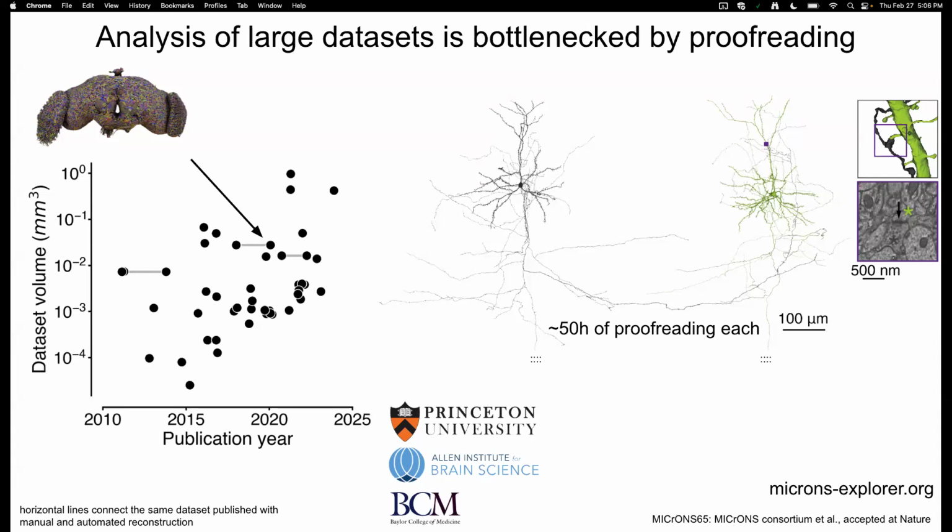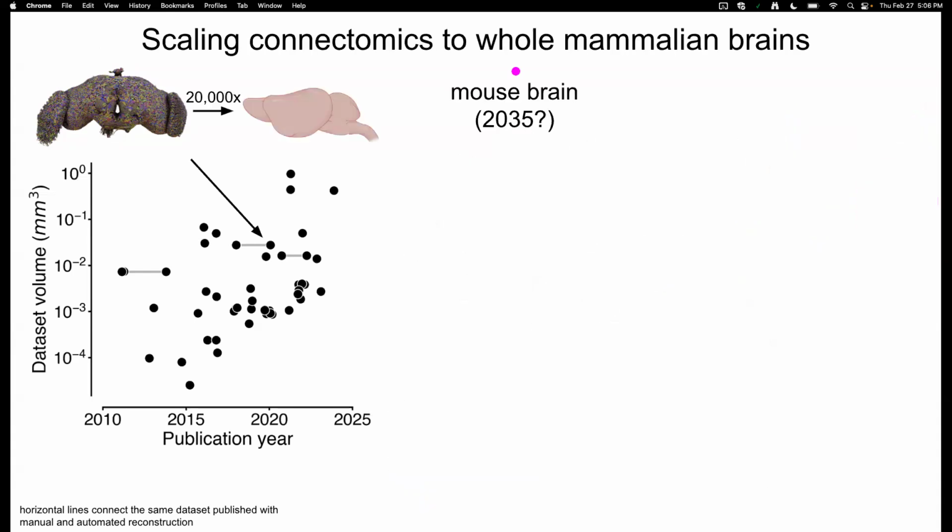Proofreading each of those takes about 50 hours for a single person. So really, we are at the limit of where proofreading scales. And that is the reason why in this data set, we have only about 1,700 neurons being fully proofread. So if you want to scale this approach to a whole mouse brain, you have to solve proofreading. And the mouse brain is about 20,000 times larger.